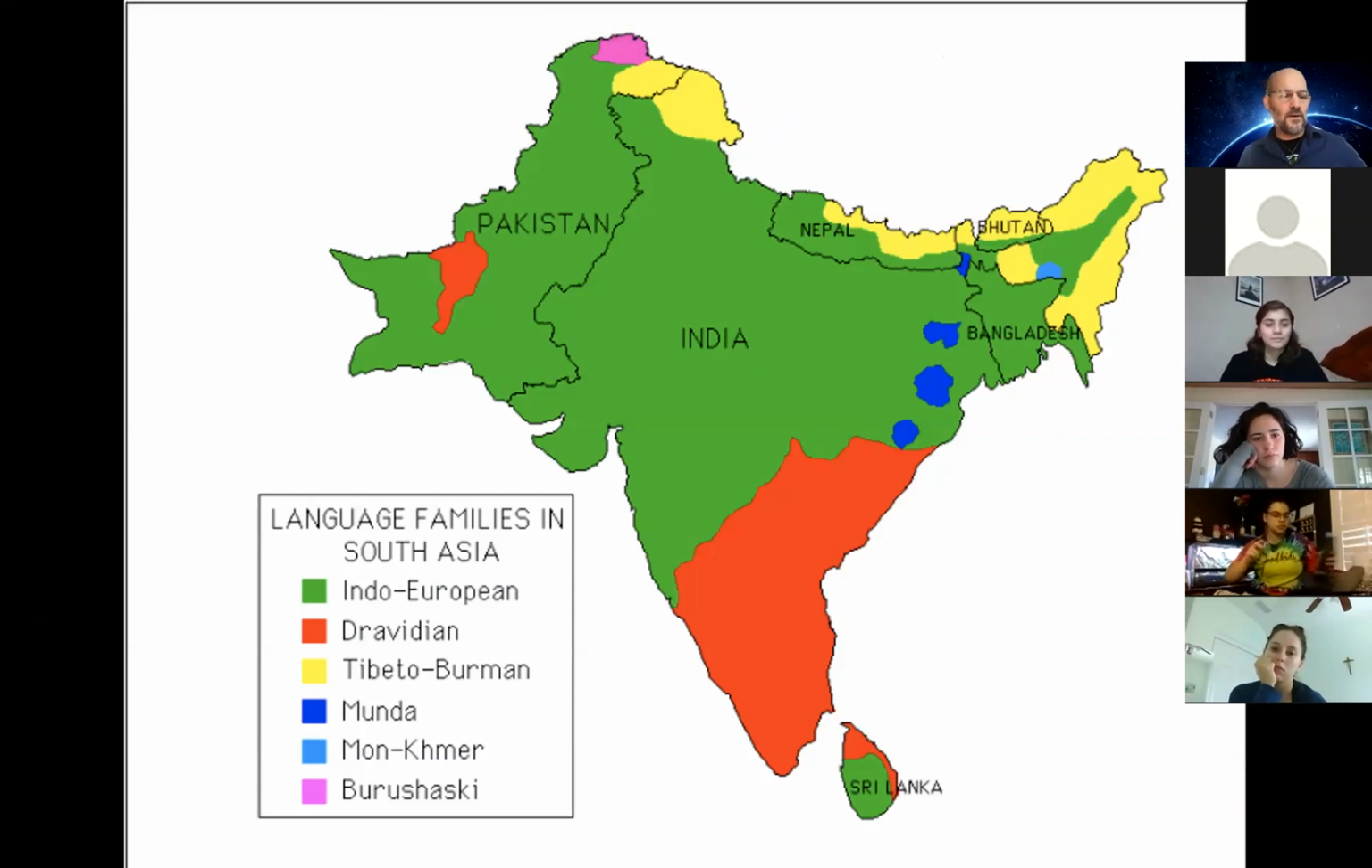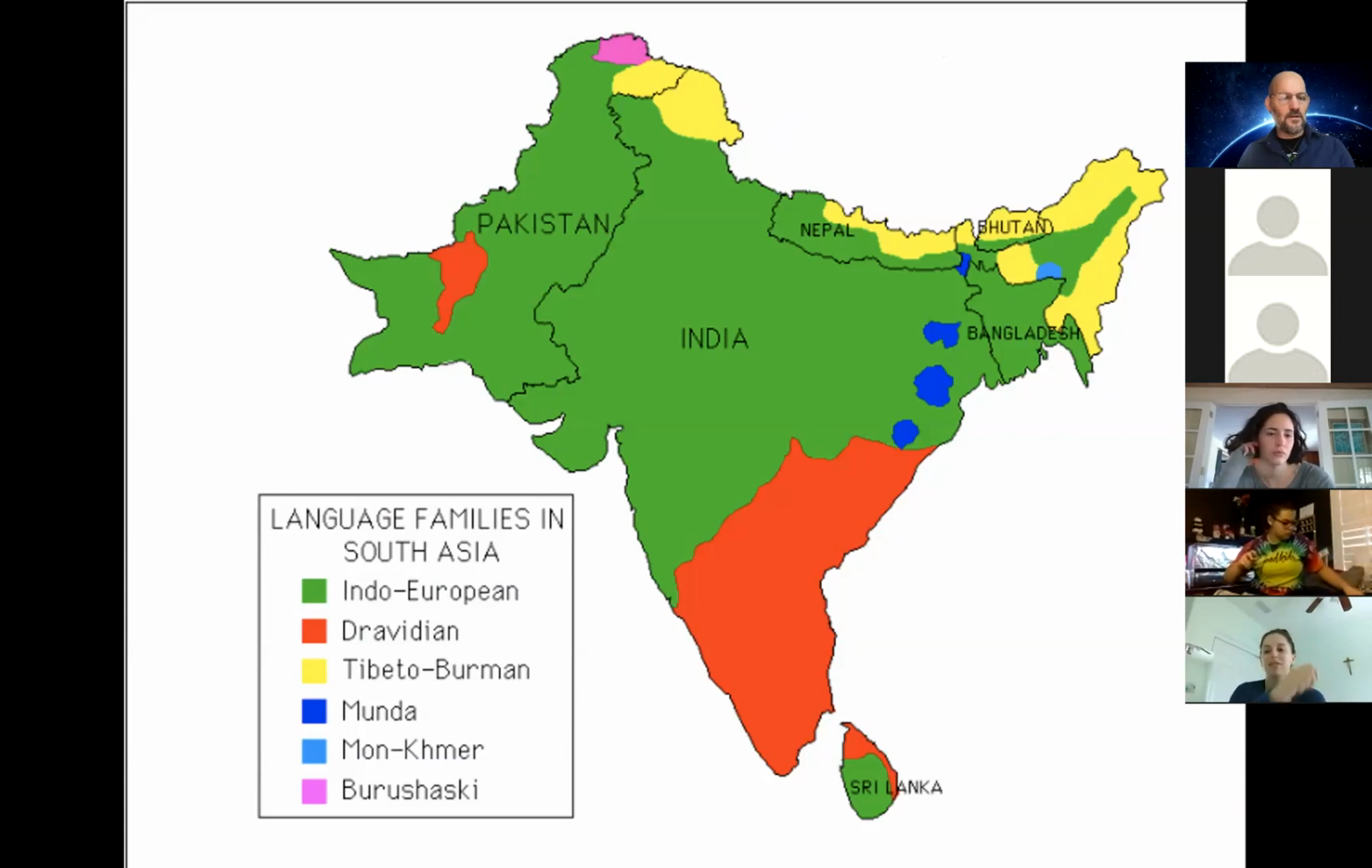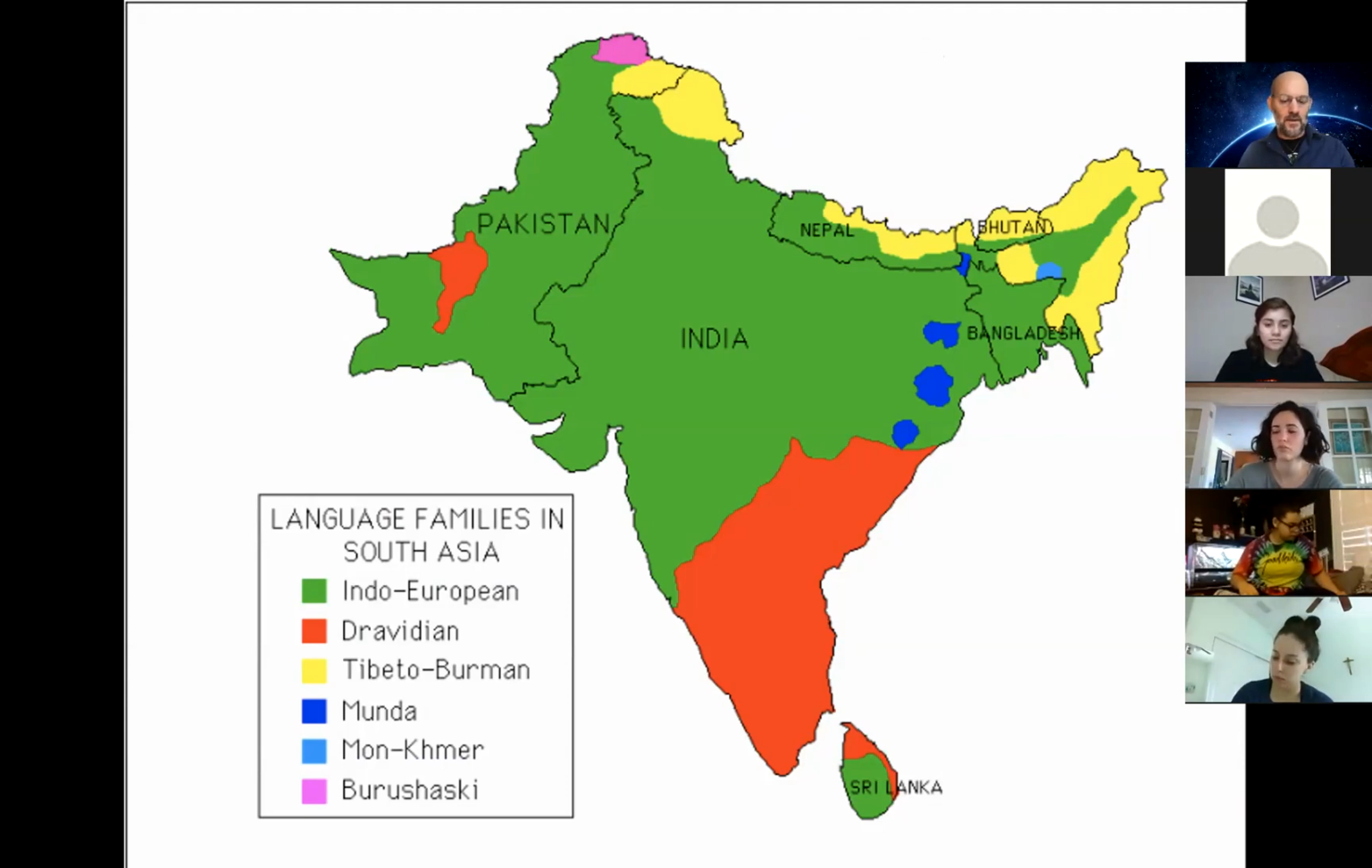Okay, so these are Dravidian, right? I'll write it out for you again, but it's right on here. The Dravidian language family includes languages like Tamil and Malayalam and Telugu, as well as Kannada, not Canada like the country, but Kannada. So it also includes this language up here in Pakistan, which is called Brahui.